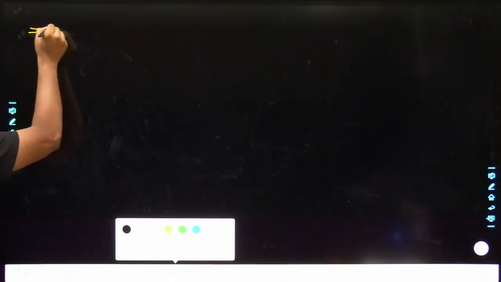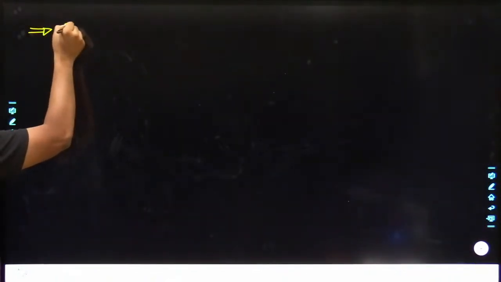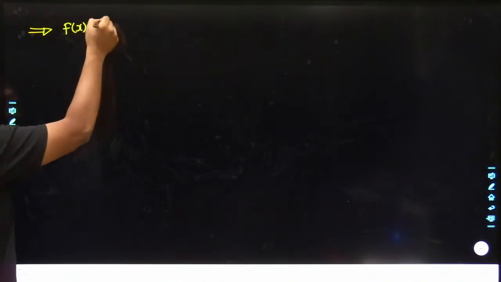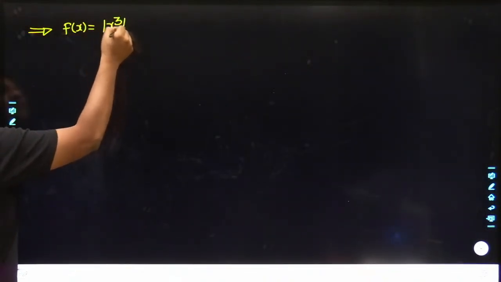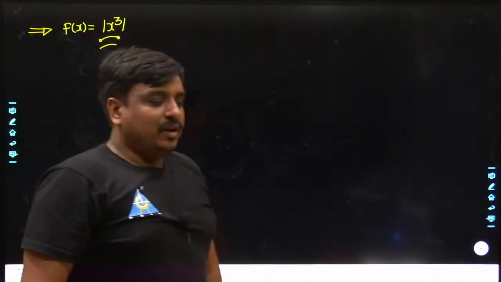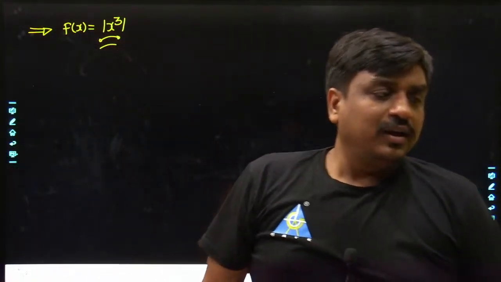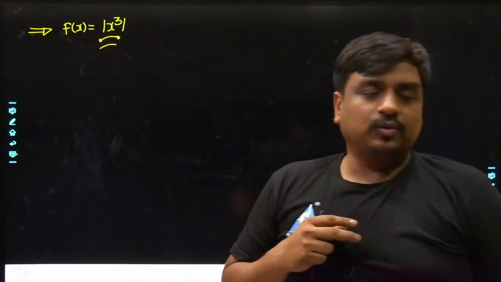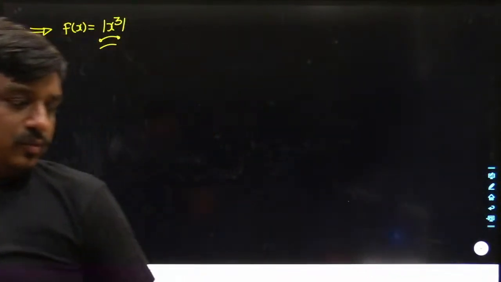In the same sequence, the next question goes to you guys, and definitely this problem is going to give you a lot of pain. This problem appeared once in GATE Electronics, and probably many students could not attempt it perfectly. It is f of x equals mod of x cube. Yes? Tell me, f of x equals mod of x cube.